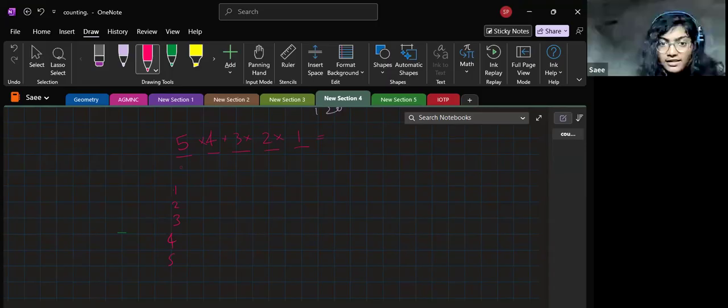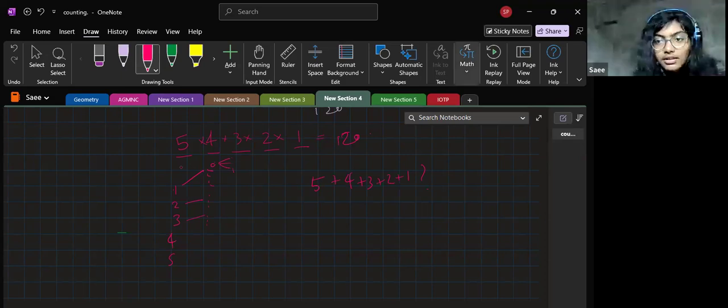And okay, maybe a question before we move on. Why do we not do 5 plus 4 plus 3 plus 2 plus 1? Why do we multiply? Just to make sure everybody's on board with the idea. Maybe somebody who's not Emon can answer this.